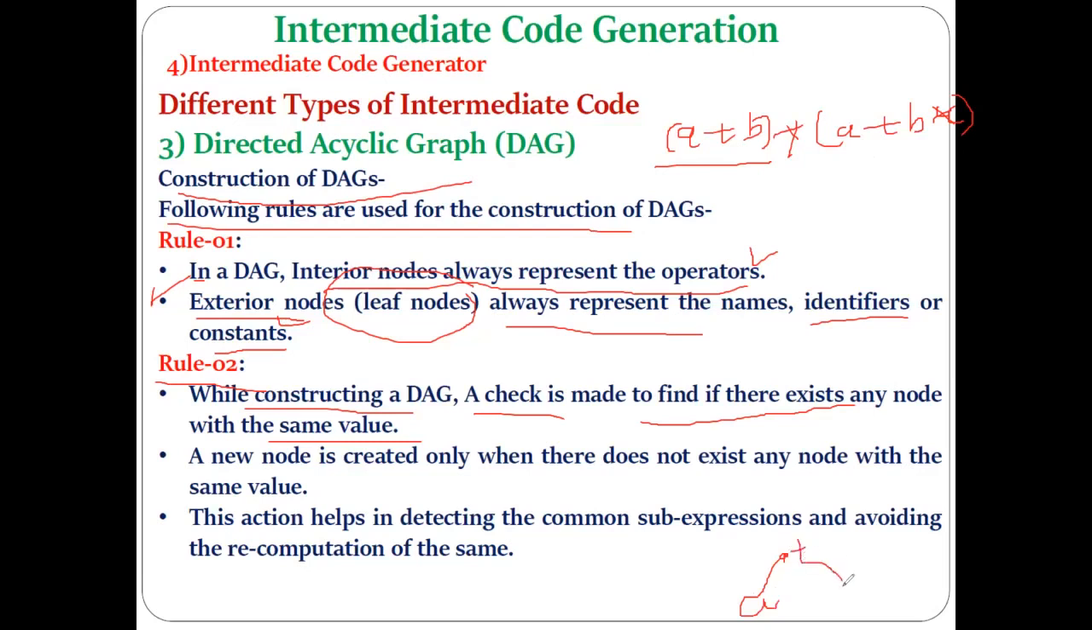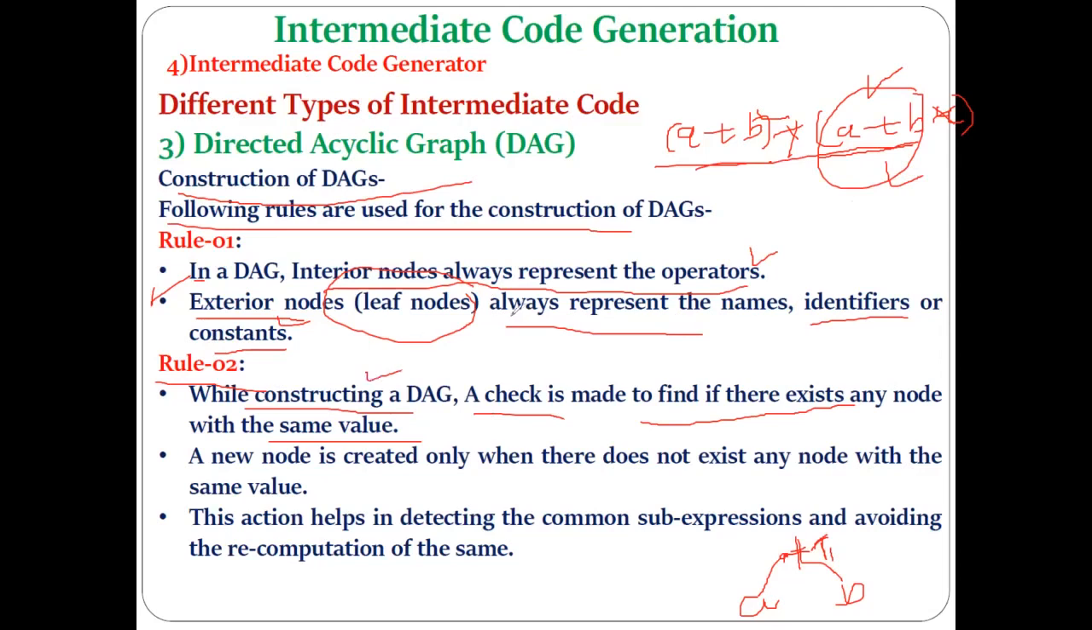A plus B, and you give the name to this node as T1, for example. Okay, now next you go for the next sub expression A plus B. Now no need to generate the node for this A plus B again. You have already generated the node T1 for this. Understood. So while you are generating the DAG for the next part, you have to check whether there exists any node with the same value. Means whether there exists a node for the A plus B already. So for this expression, yes, you have already created the node for A plus B. So no need to create the node for the A plus B again. Understood. So that is the thing mentioned in the second rule.